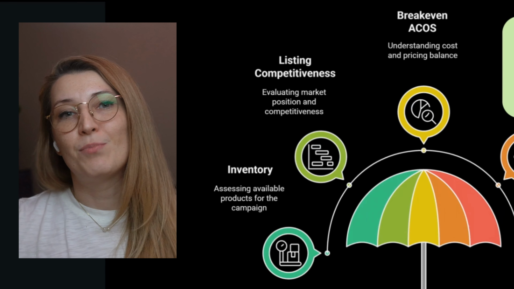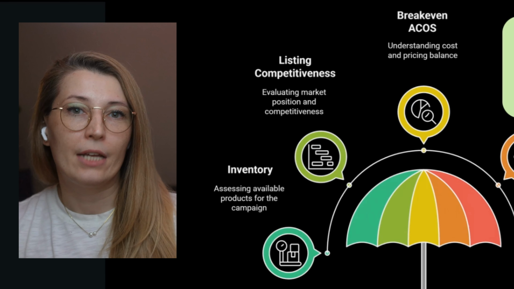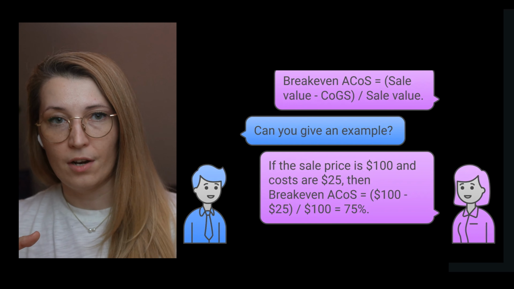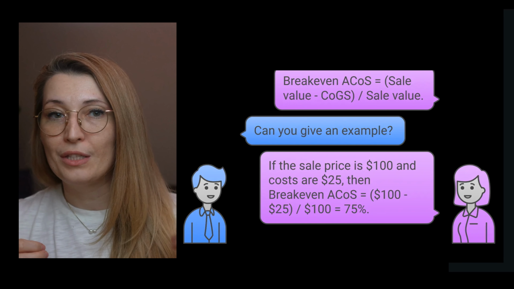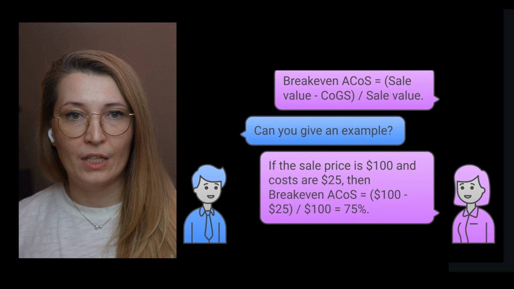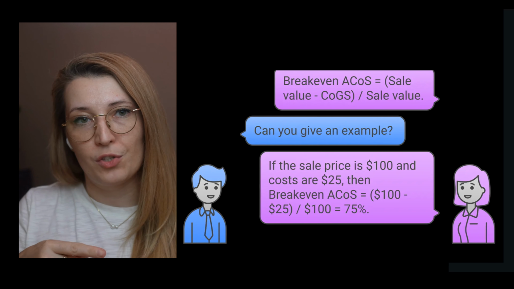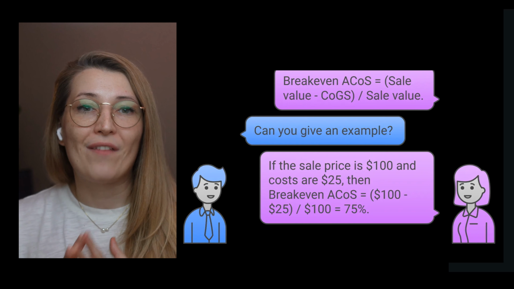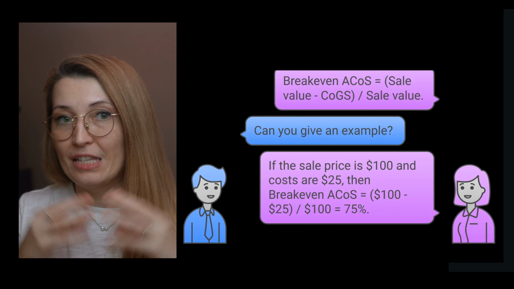The third step is break-even ACoS. Now, what is break-even ACoS and how would you calculate it? For example, if your sales value is $100 and if you have to pay $25 for cost of goods sold, these are going to be all your expenses when it comes down to how much it would cost you until you ship your product ready into Amazon. That means that you have $75 as net profit margin.